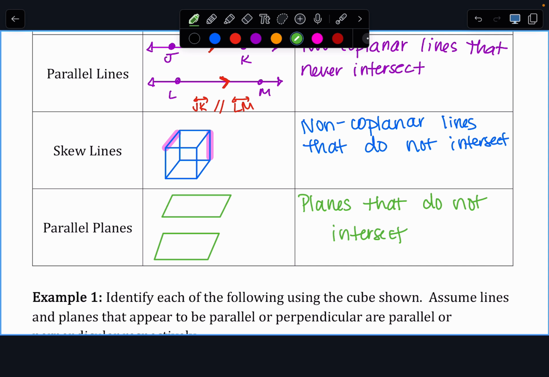Are there signs for that? No, that would have to be written out.